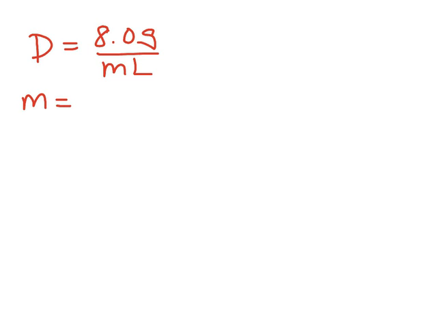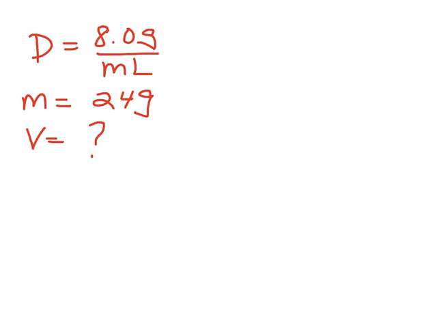So let's go back to our density of 8 grams per mil. And this time, instead of the volume, we're given the mass. Let's say we have a mass of 24 grams. And the question is, what's the volume? Well, again, if you really understand what density is telling you, you can do this without solving an equation. How do you do this?